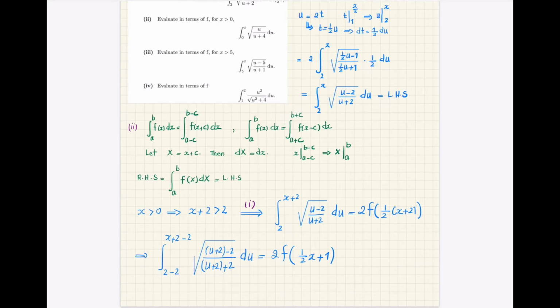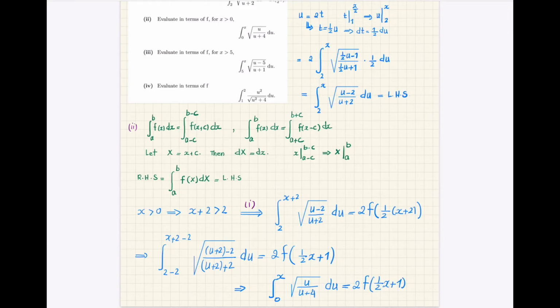So what I am saying, you see, I copied and pasted essentially this part, and instead of this integral, I wrote this using the first part of this lemma. Okay, so then what happens? Then you immediately see that these 2 and that 2 are gone. This becomes 0. These 2 and that 2 are gone. These 2 becomes 4. So this means that I have the integral from 0 to x of square root of u divided by u plus 4 du is equal to 2 f of 1 over 2 x plus 1.